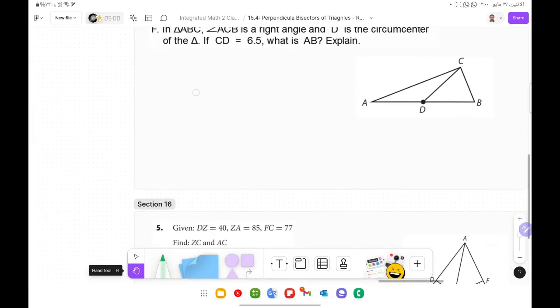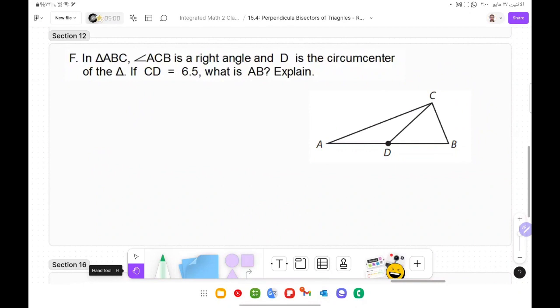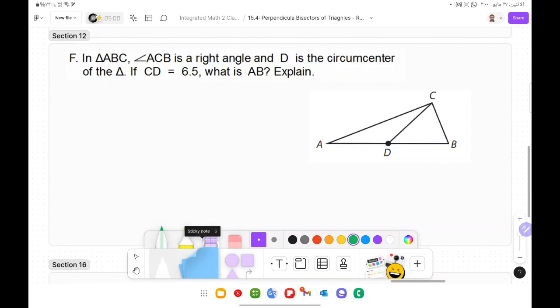Okay, let me solve for you this question here. In triangle ABC, angle ACB is a right angle. So from this one here is a right angle, and D is the circumcenter, so this one here is the circumcenter. That means the distance from this side to this side should equal the distance from this side to this side, and also to this side. Because we know that the circumcenter's distance to all the vertices is always the same.